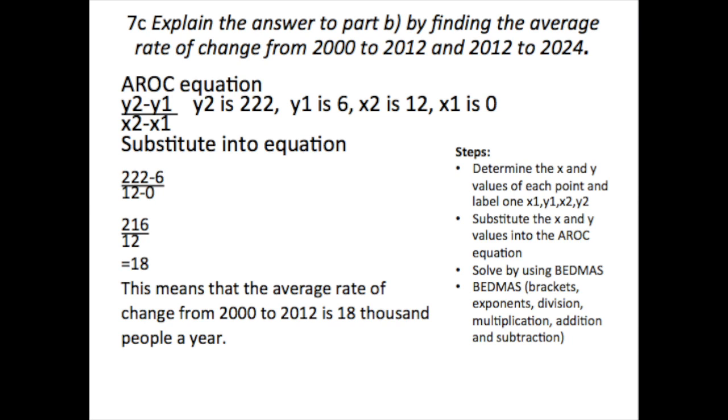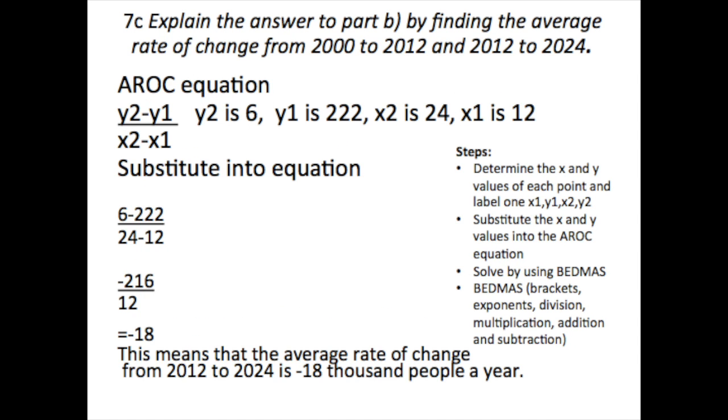So on this slide, we did from 2000 to 2012, and we saw that the average rate of change was 18,000 people a year. Now do the exact same AROC process with the steps listed on the side, but from the years 2012 to 2024. After you solve this, you will notice that the average rate of change from 2012 to 2024 is negative 18,000 people a year.